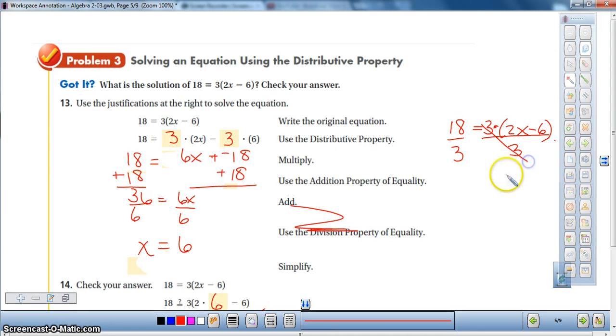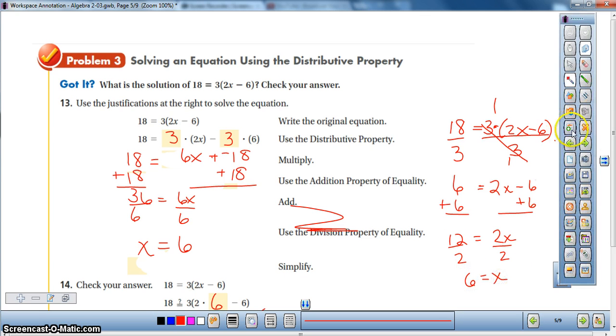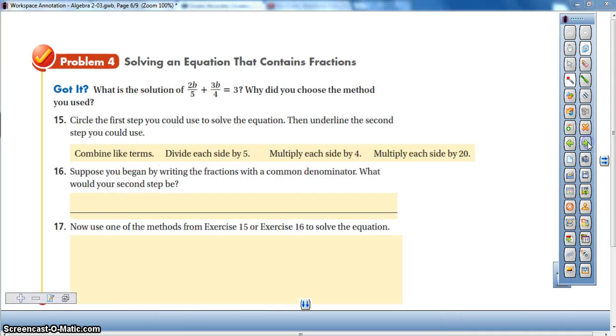Here, what happens to the 3's? 3 over 3 really is 1, so we're left with 2x minus 6. 18 divided by 3 is equal to 6. And now we add 6 to both sides. Some of you might prefer this way of solving. 12 is equal to 2x, dividing by 2, we still get our same solution, x equals 6. So thinking of the different ways that you can sometimes solve a problem, I still need to see your work.